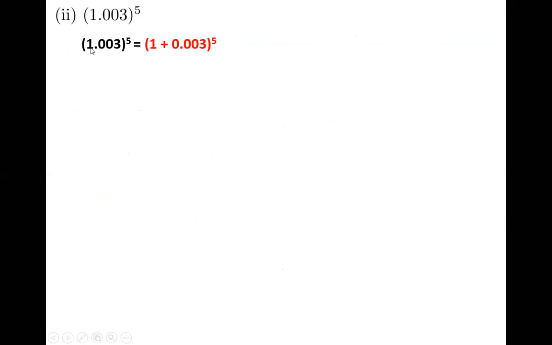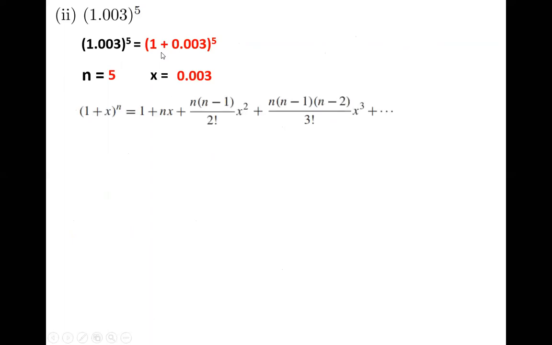You can also write this 1.003 to the power 5 in that form. Then you identify your n, which is 5, and then you also identify your x, which is 0.003 to the power 5. Oh, sorry, your x is just 0.003. Then you use your formula there to expand it. And then after the expansion, that is going to be your answer.